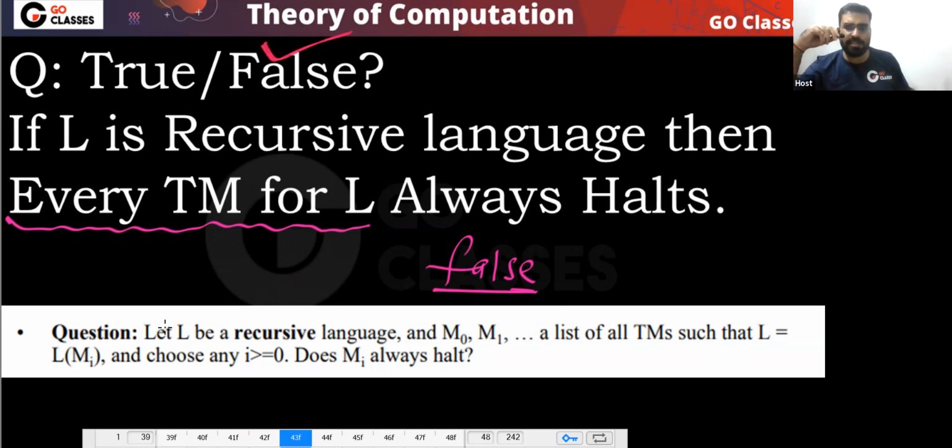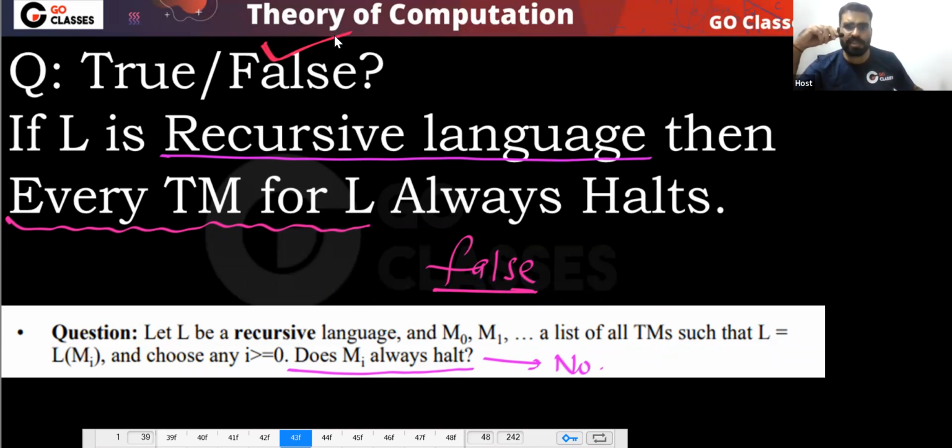Very simple. You can see this is a standard question from a top university. L is a recursive language, and these are the infinite number of Turing machines for L. Remember, L is a recursive language, and this is the list of Turing machines for L. Then can I say every Mi always halts? So the answer is no. But can I guarantee some Mi will always halt?